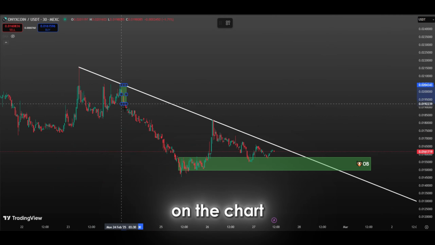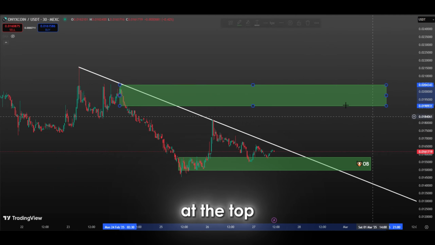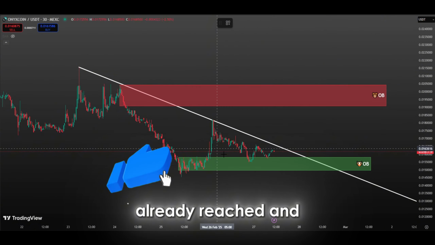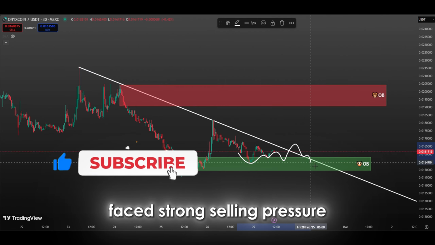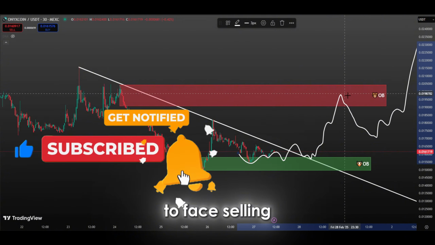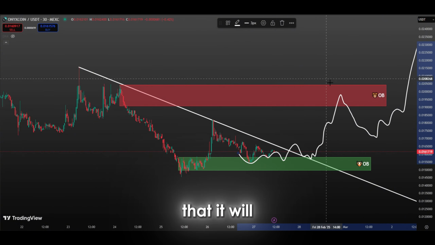Another important element on the chart is the bearish order block at the top. This is a critical resistance area where the price has already reached and faced strong selling pressure. If the price moves towards this area now, it is likely to face selling pressure again. It is unlikely that it will break here in one go. It should only try a few times.